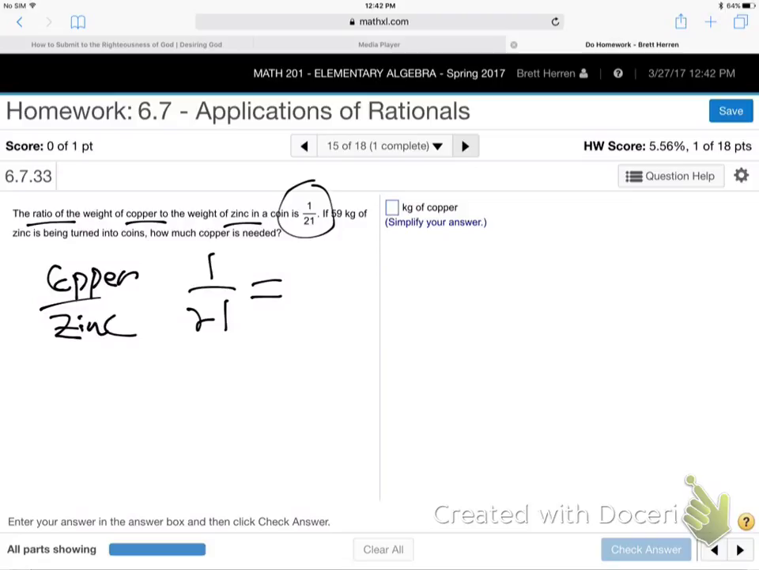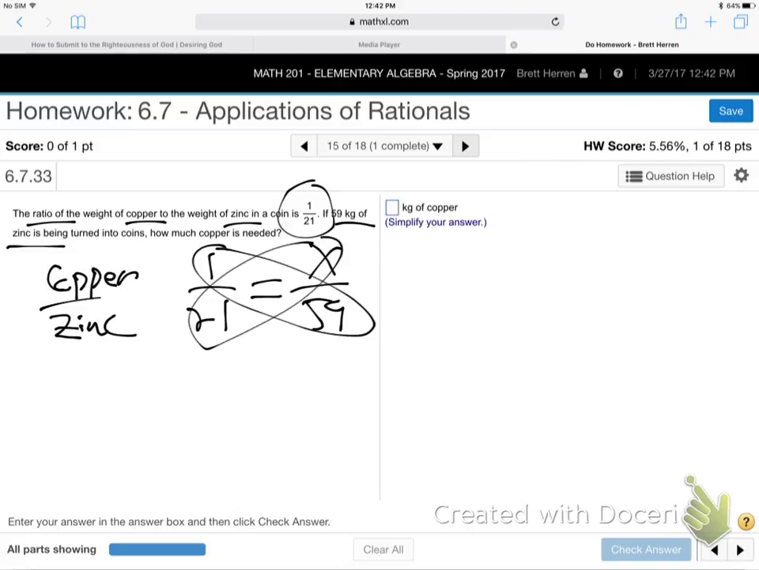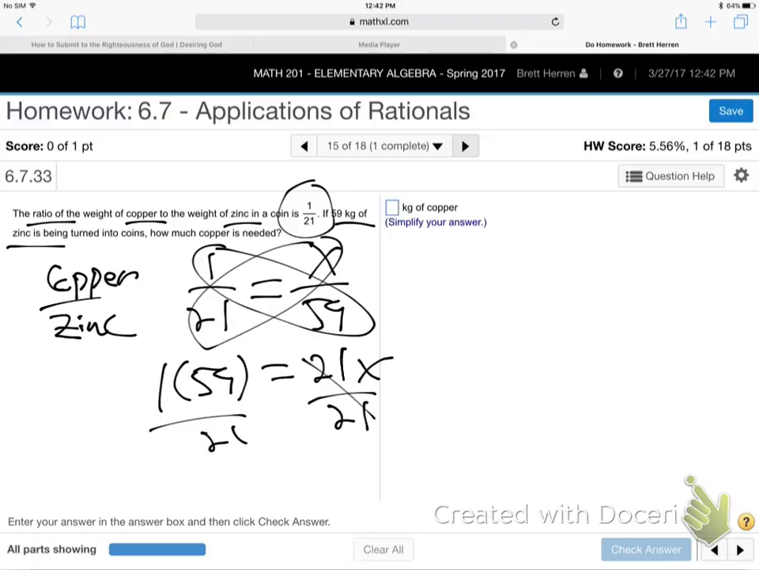Okay, so the what is it? The 59 goes on the bottom, like that, and then because 59 is zinc, and you go diagonal, diagonal. So 1 times 59 is 21 times x. Last step, divide by 21. Somebody got it? 2.8. Thank you. X is 2.8, and however many, or whatever. I don't know if they want a fraction, decimal, whatever. Test, I don't care.